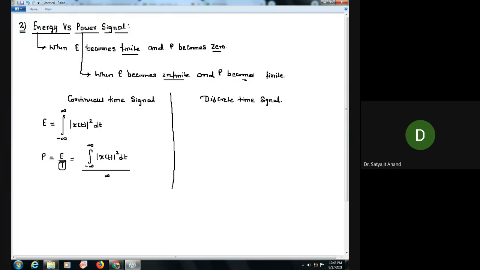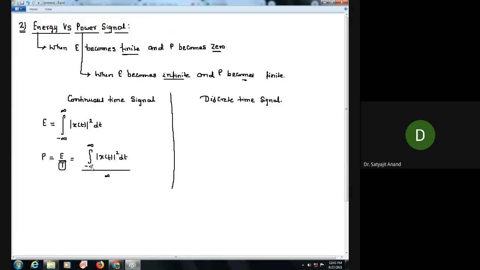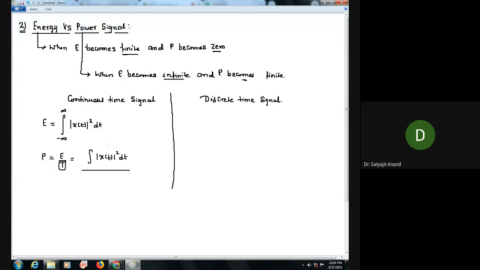So what we do in mathematics is a little modification in this equation. We apply the concept of limit here and incorporate the infinite case. I'm considering total time as T. So I write the limits as minus T by 2 to plus T by 2. Now the total time is capital T.